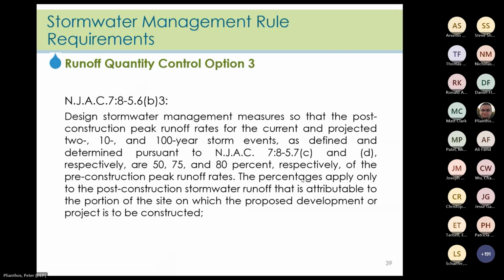The third runoff quantity control option shown here, is similar to option 2 in that it is a comparison of the current and projected peak runoff rates for the pre- and post-construction hydrographs. But, unlike option 2, the analysis required is less detailed because the post-construction peak runoff rates for the 2, 10, and 100-year storm events are limited to 50, 75, and 80% respectively of the pre-construction peak runoff rates. This rate reduction is sufficient to demonstrate runoff quantity control. This is the option we see chosen most of the time.